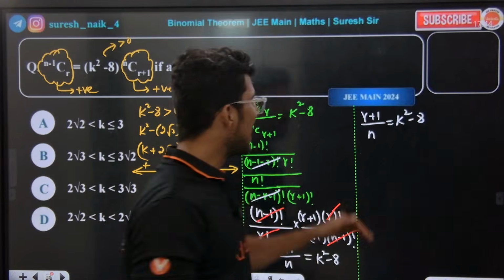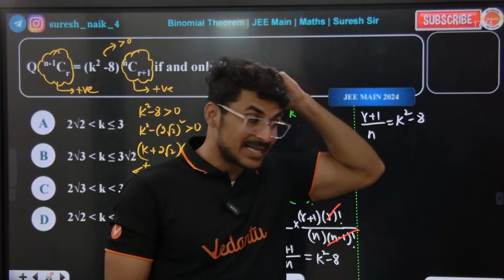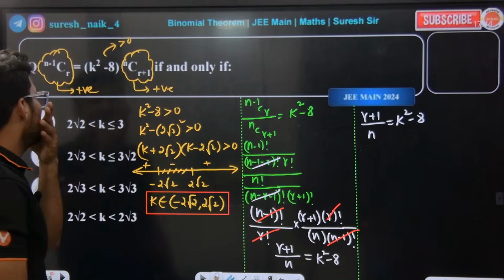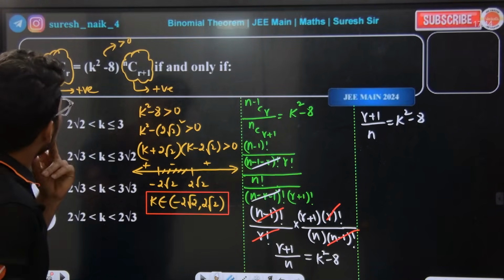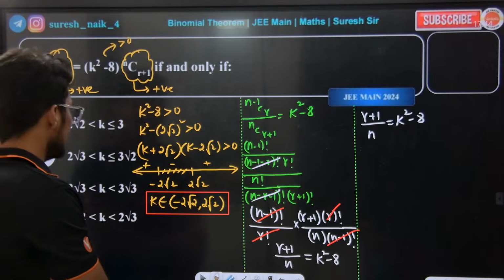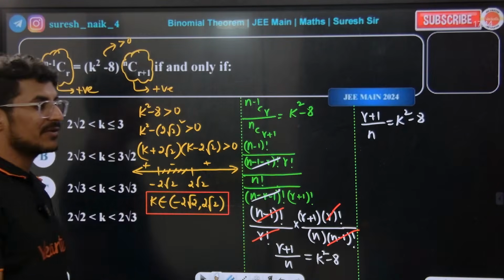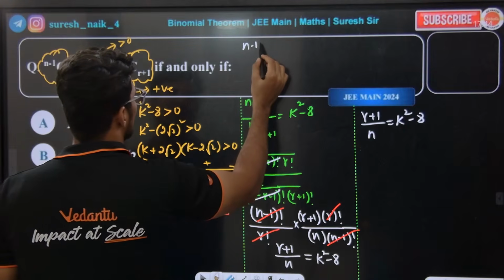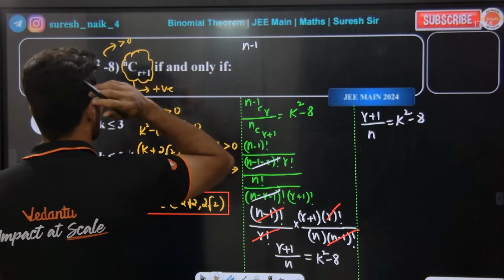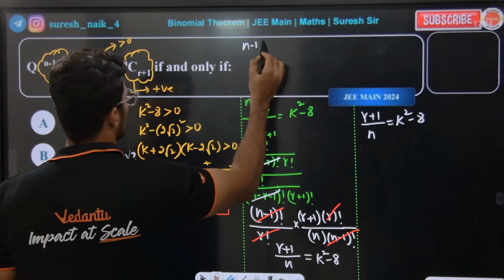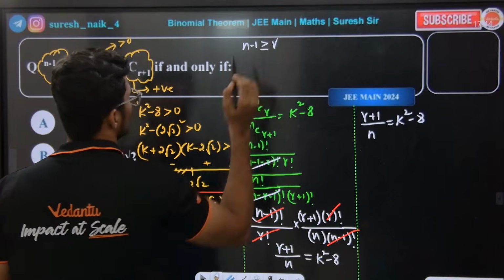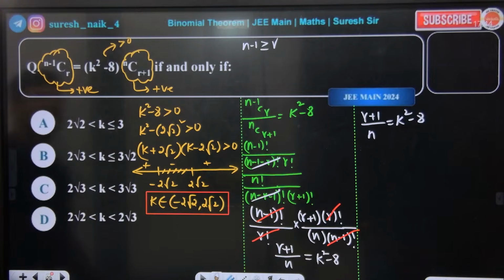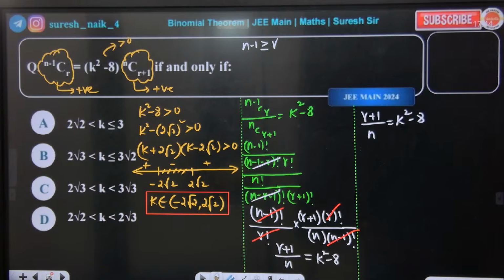Okay. So (r plus 1) by n is equal to k square minus 8. If k square minus 8, see what it is. Here, if you see this properly, k square minus 1 is part. Here it is n minus 1 C r definitely. So n minus 1 is what basically? n minus 1 is greater than or equal to what? r. Correct? Answer is B. n minus 1 is greater than or equal to r.